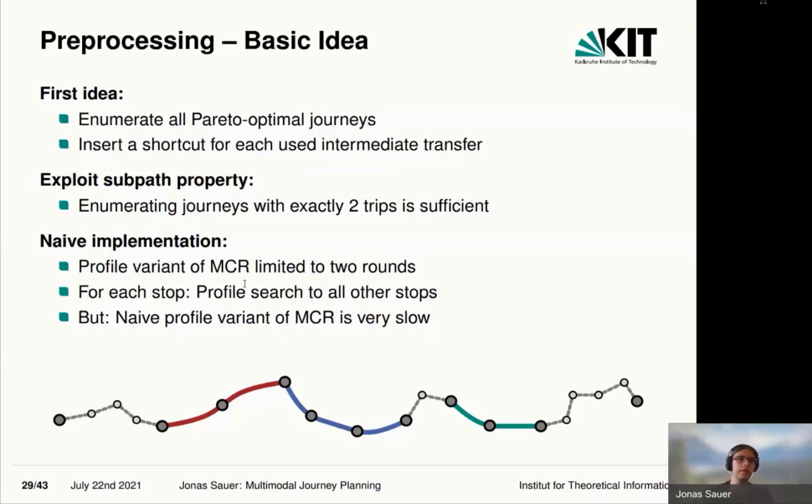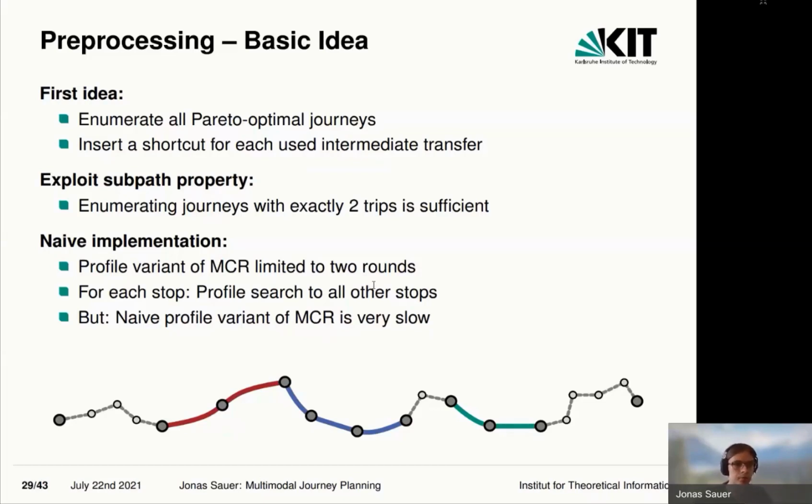Okay, so a naive implementation would basically use MCR, or rather MR infinity for our 2 criteria, limit that to 2 rounds, and then perform a profile variant of that. So we don't have a fixed departure time, but we want to find the optimal journeys for all possible departure times during the day.